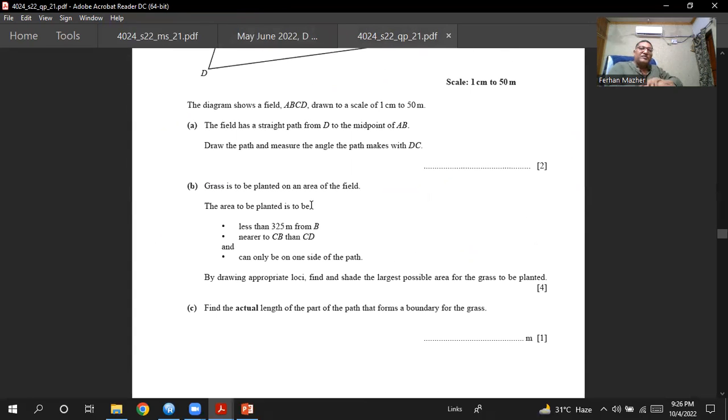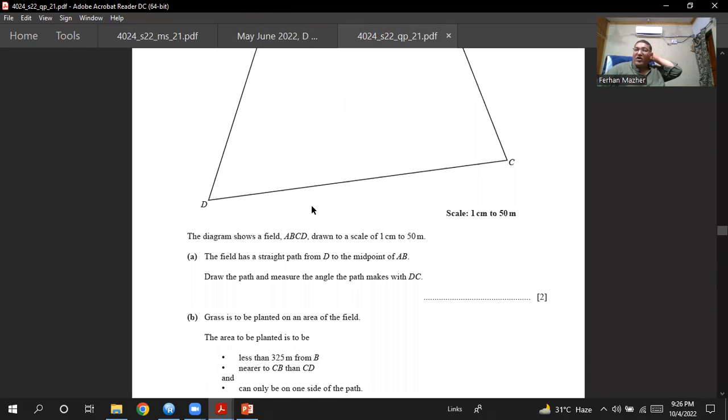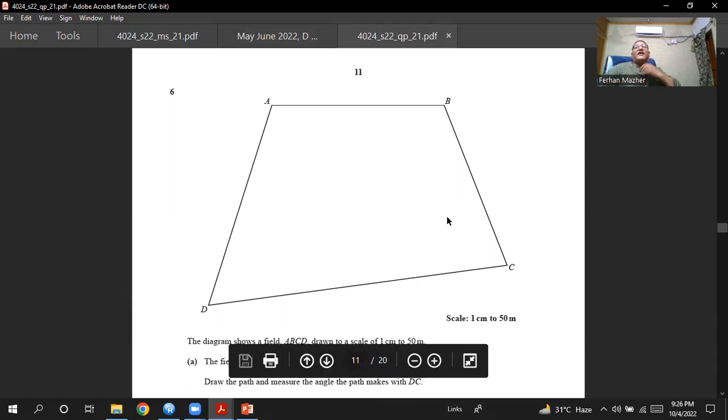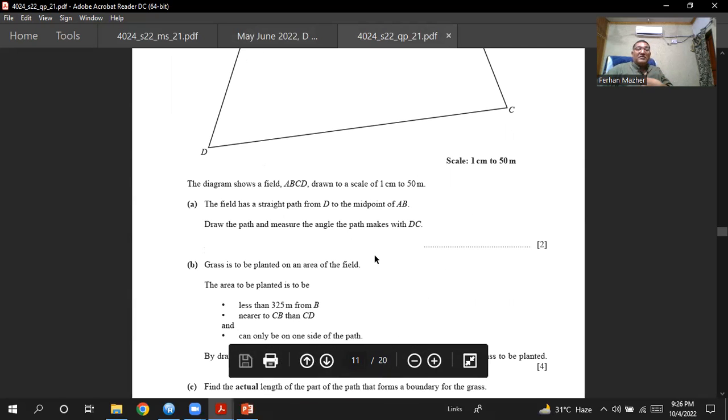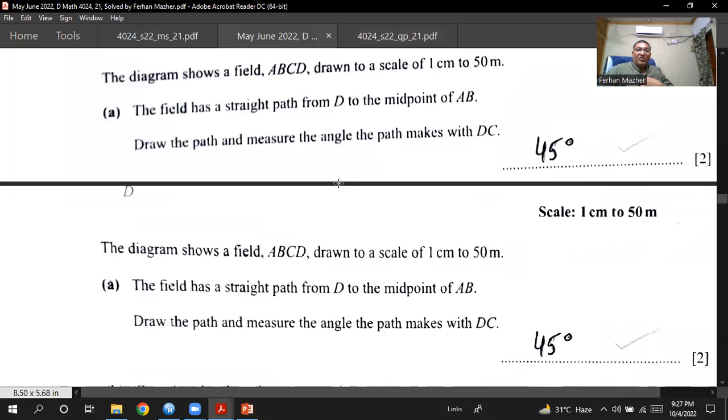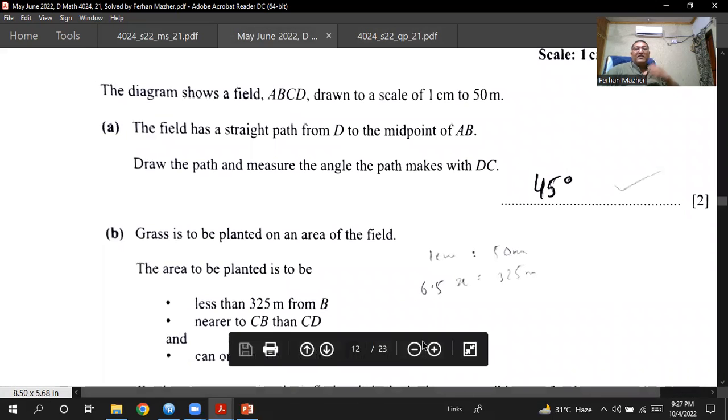Then he says grass is to be planted on an area of the field. The area to be planted is to be less than 325 meter from the B. So if your distance from a point is given, then you always draw a circle. It says 325 meter from B, first of all, according to the scale, divide 325 meter with the 50, you get the centimeters. So according to my scale, 1 centimeter represents 50. So 325 will represent x.